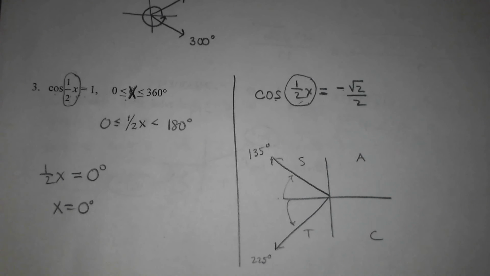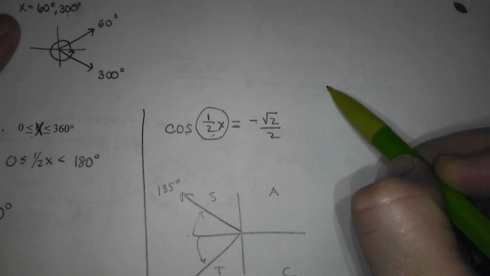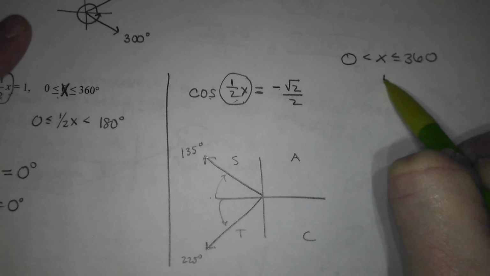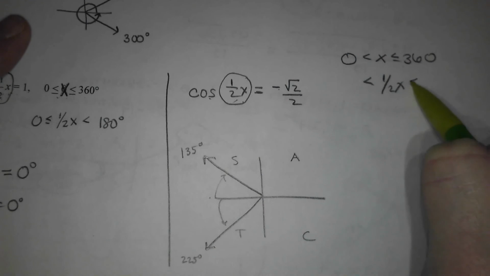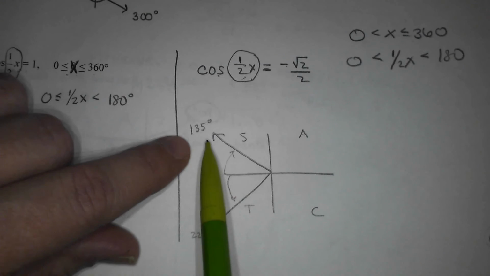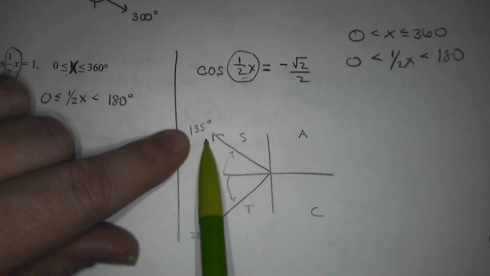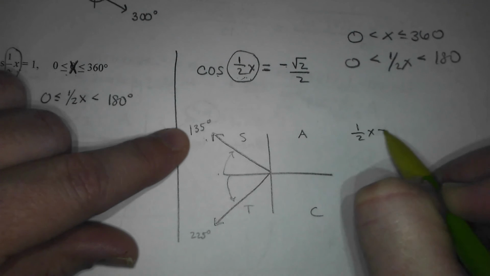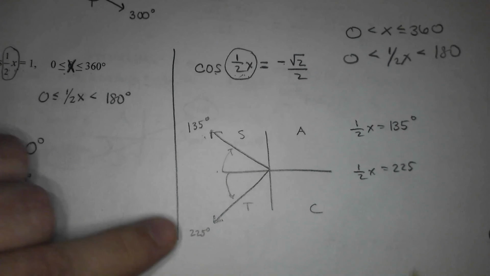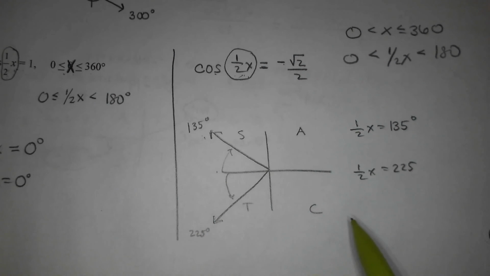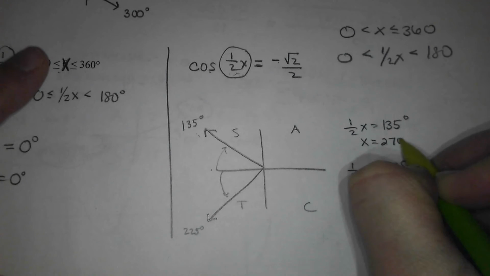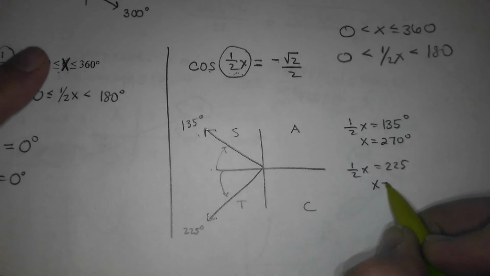So here's the thing. X would have to be between 0 and 360. So half of x would have to be between 0 and 180. Yes? And when we find these two answers, this is what half of x equals. So half of x equals 135, or half of x equals 225. And it's just that additional step of dividing both sides by a half, aka multiplying both sides by 2. Which will make this 270, and we'll make this 450.